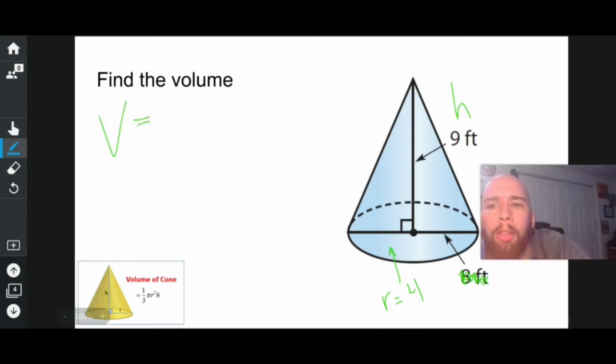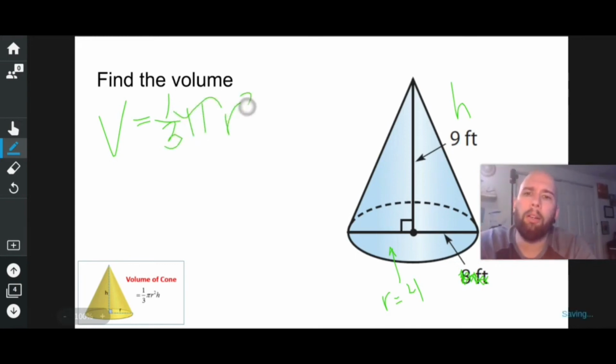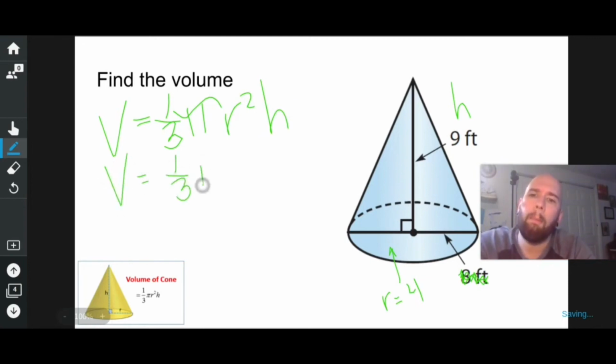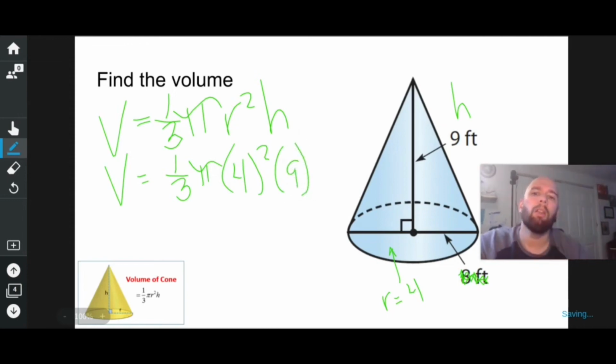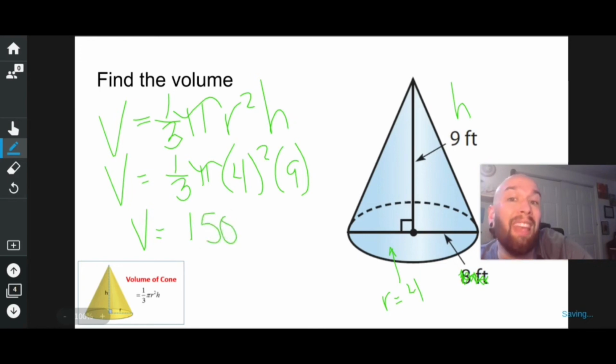Volume is 1/3 pi r squared h. So volume is 1/3 pi 4 squared times 9. Again, ugly math. Let's consult our dear computer friend. What is 1/3 times pi times 4 squared times 9? The answer is approximately 150.796. So 150.79 is going to be 150.8.